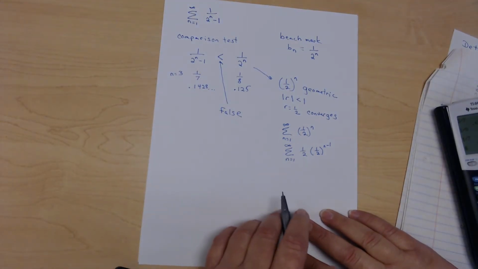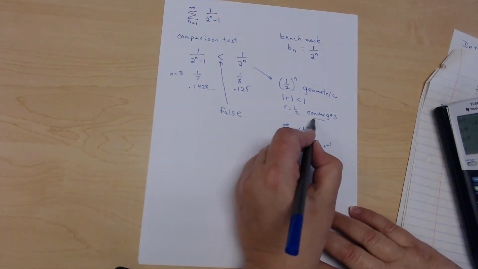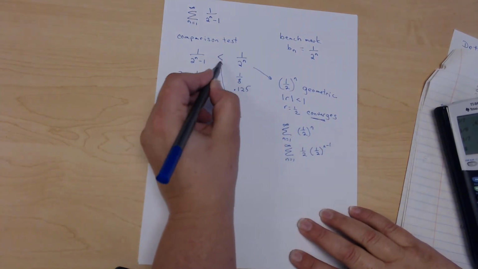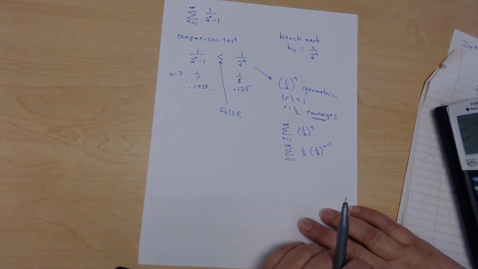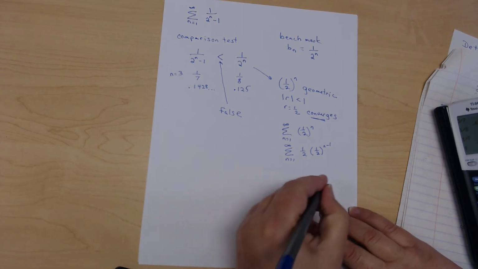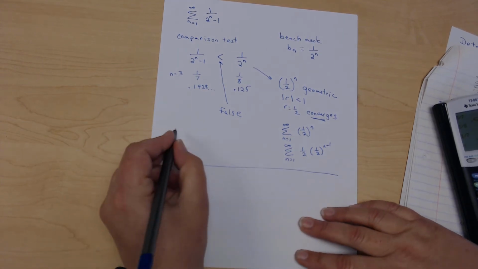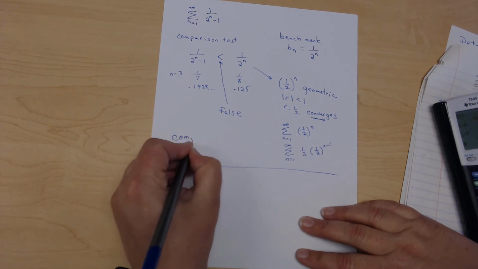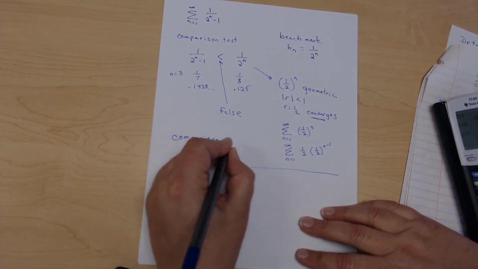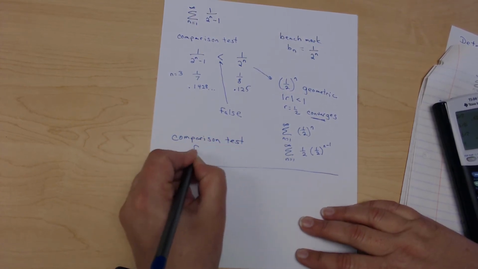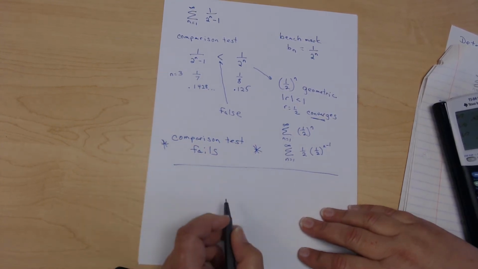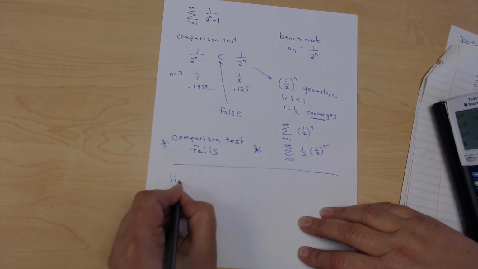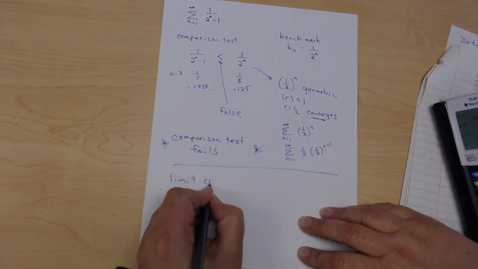So remember, if my benchmark converges, this has to be the case. If it fails this, I'm back to square one. So what am I going to use? I'm going to use the limit comparison. Okay, so comparison test fails. Okay, so now let's go to the limit comparison test.